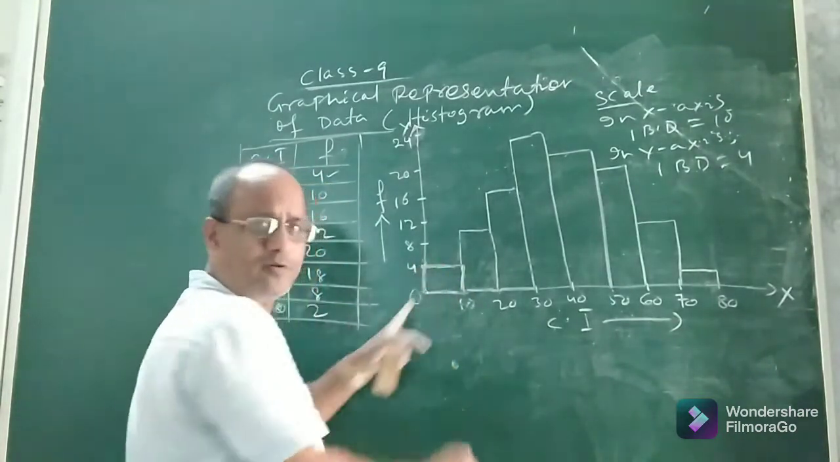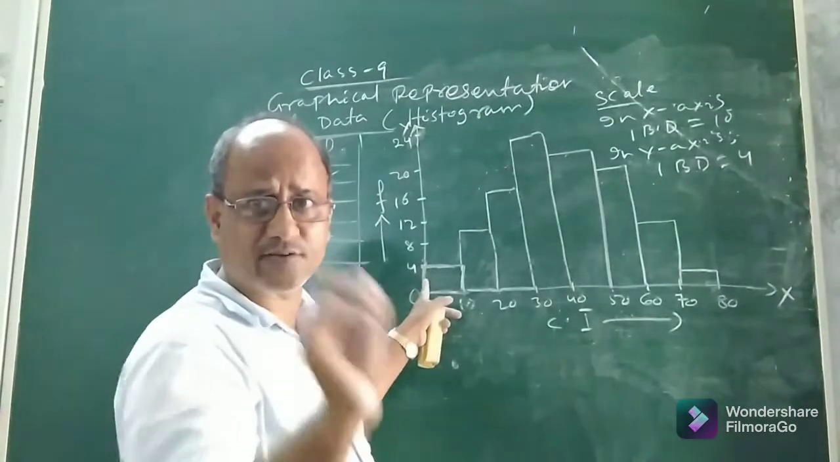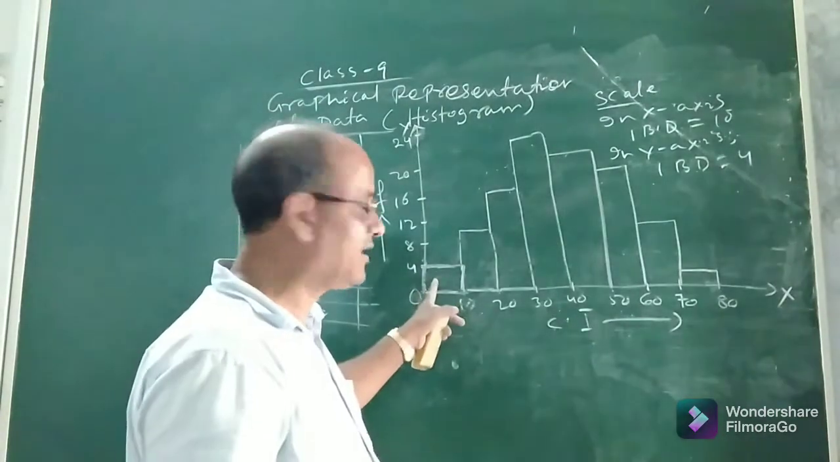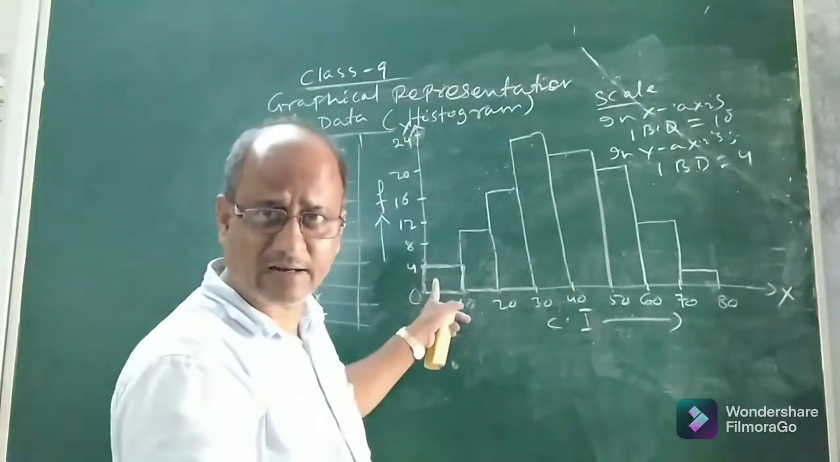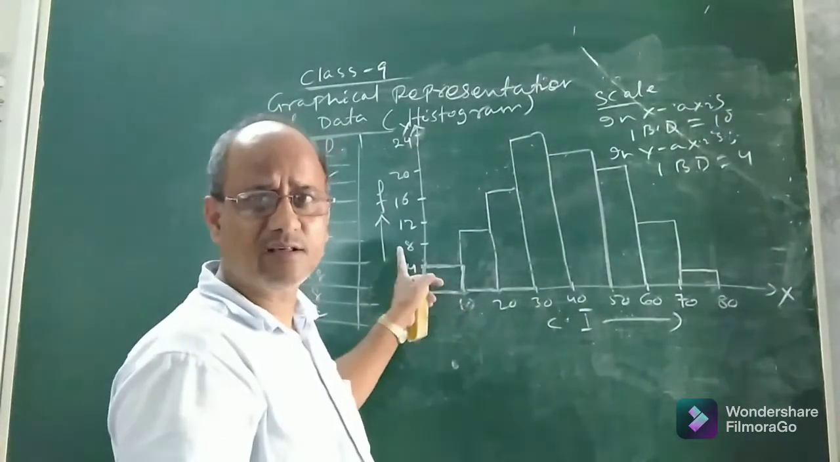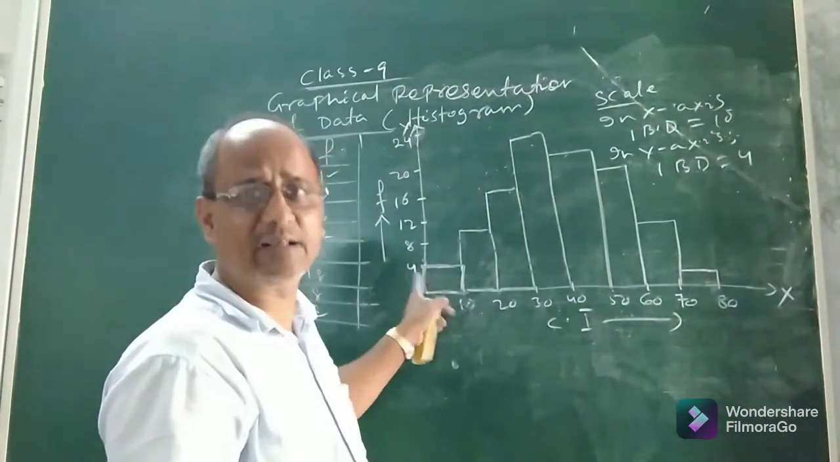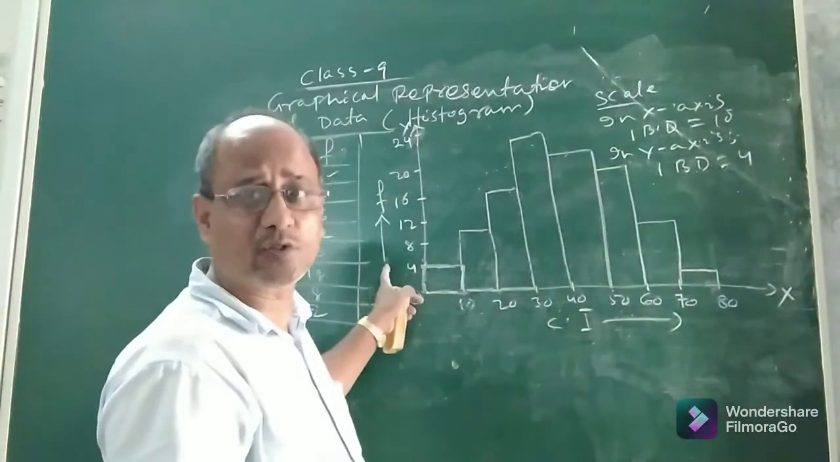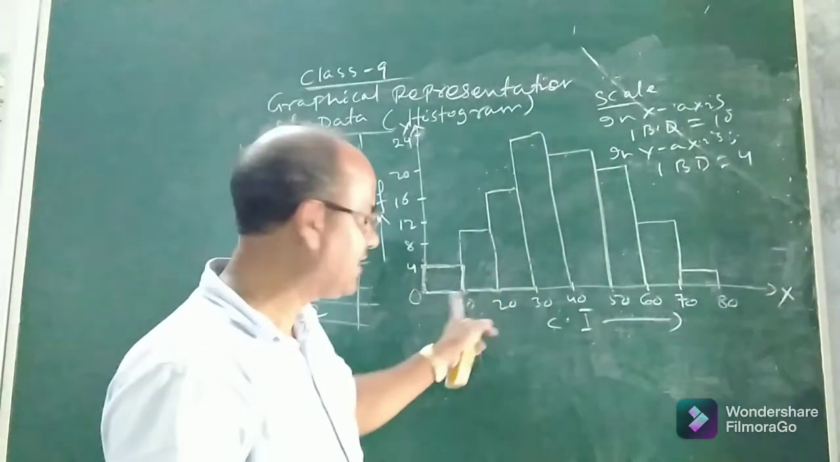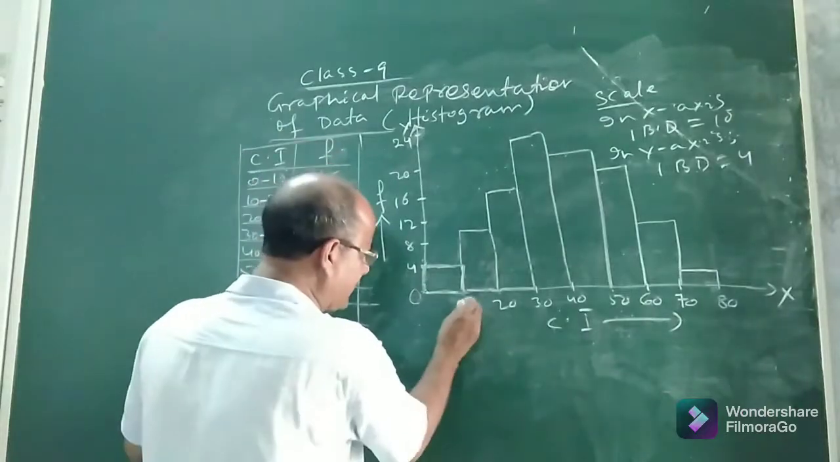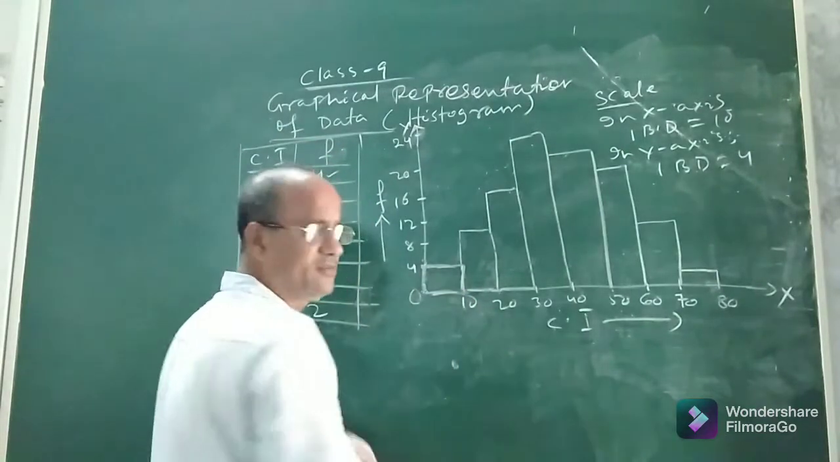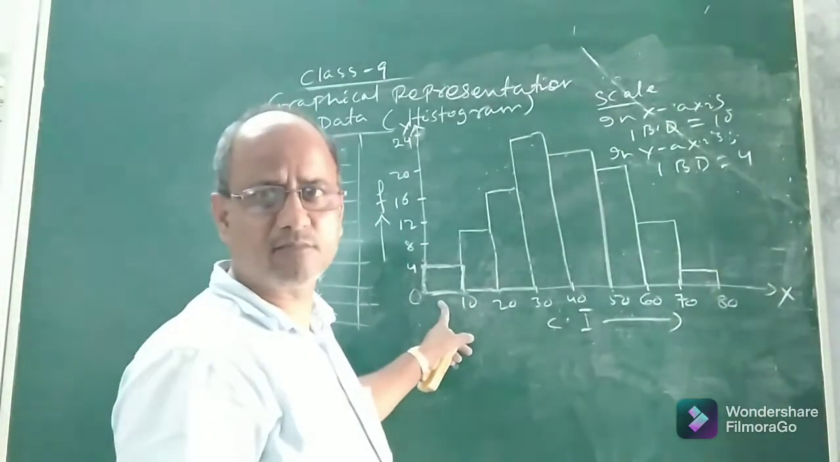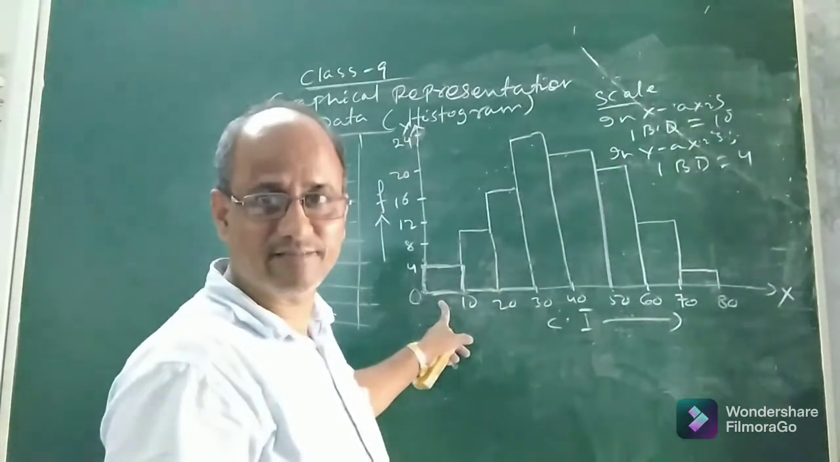Now the length is proportional to, look at, what is the main point in histogram? In histogram, the length of each bar or rectangle, whatever you say, is proportional to the corresponding frequency. And what about the base? This is the base. Base is equal to the class size or width.